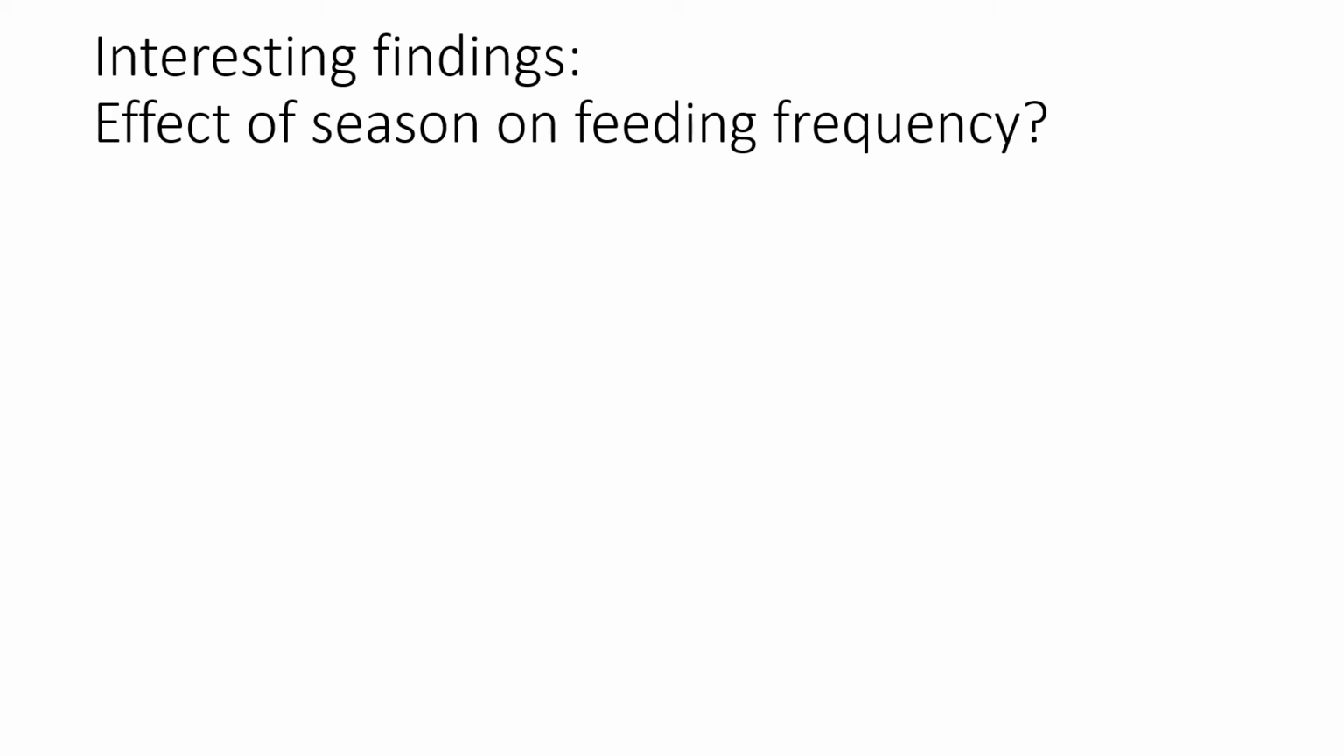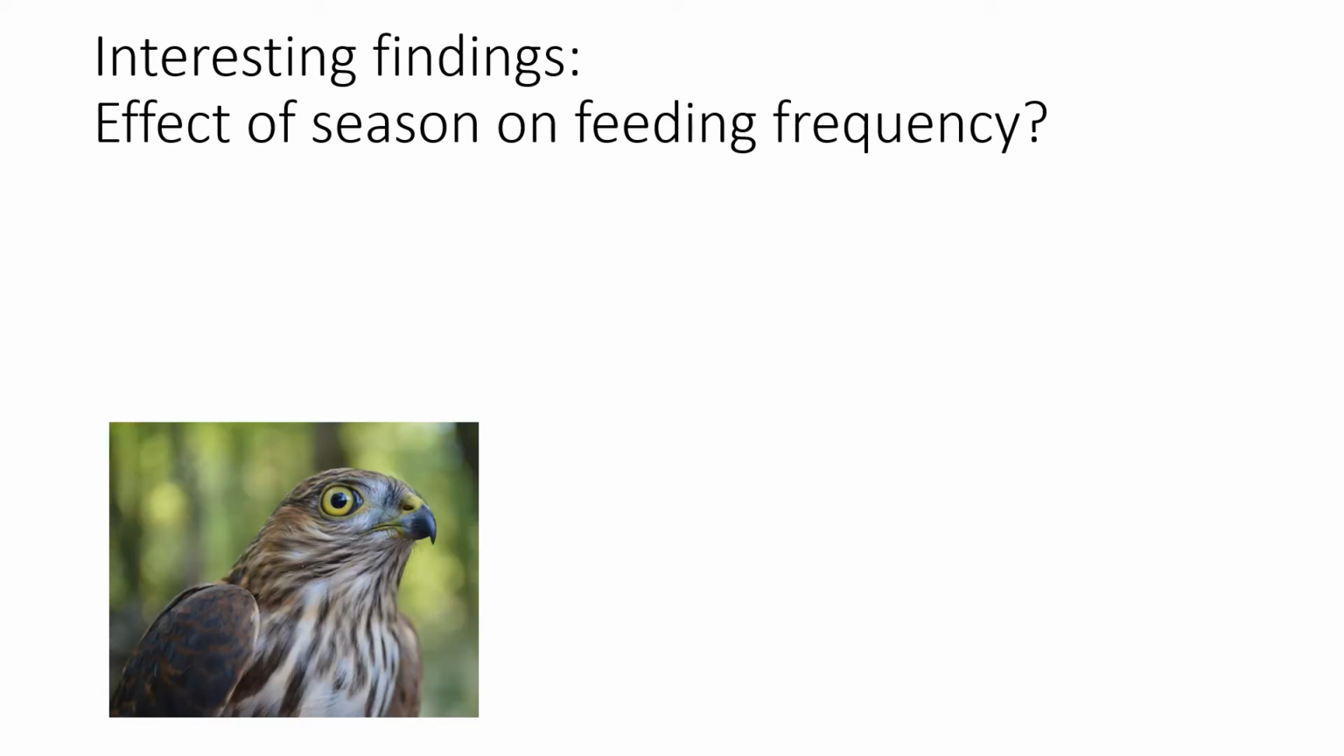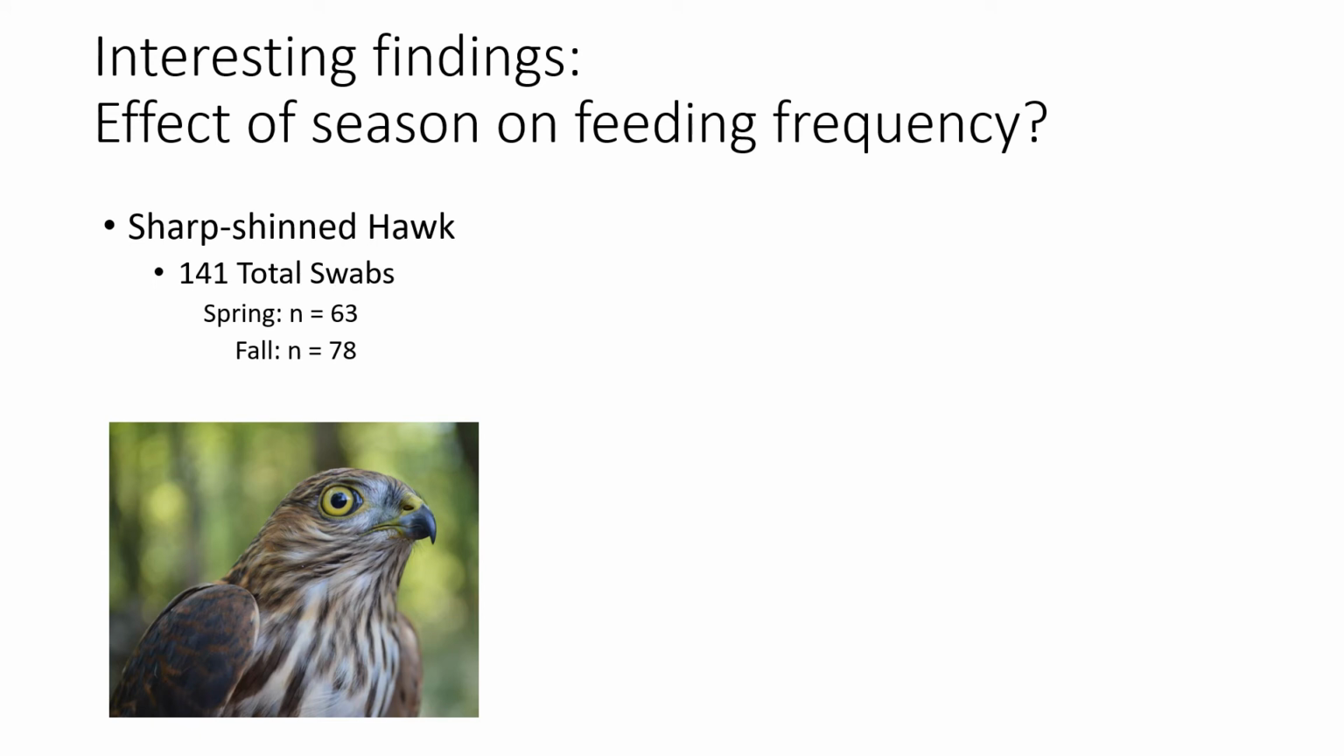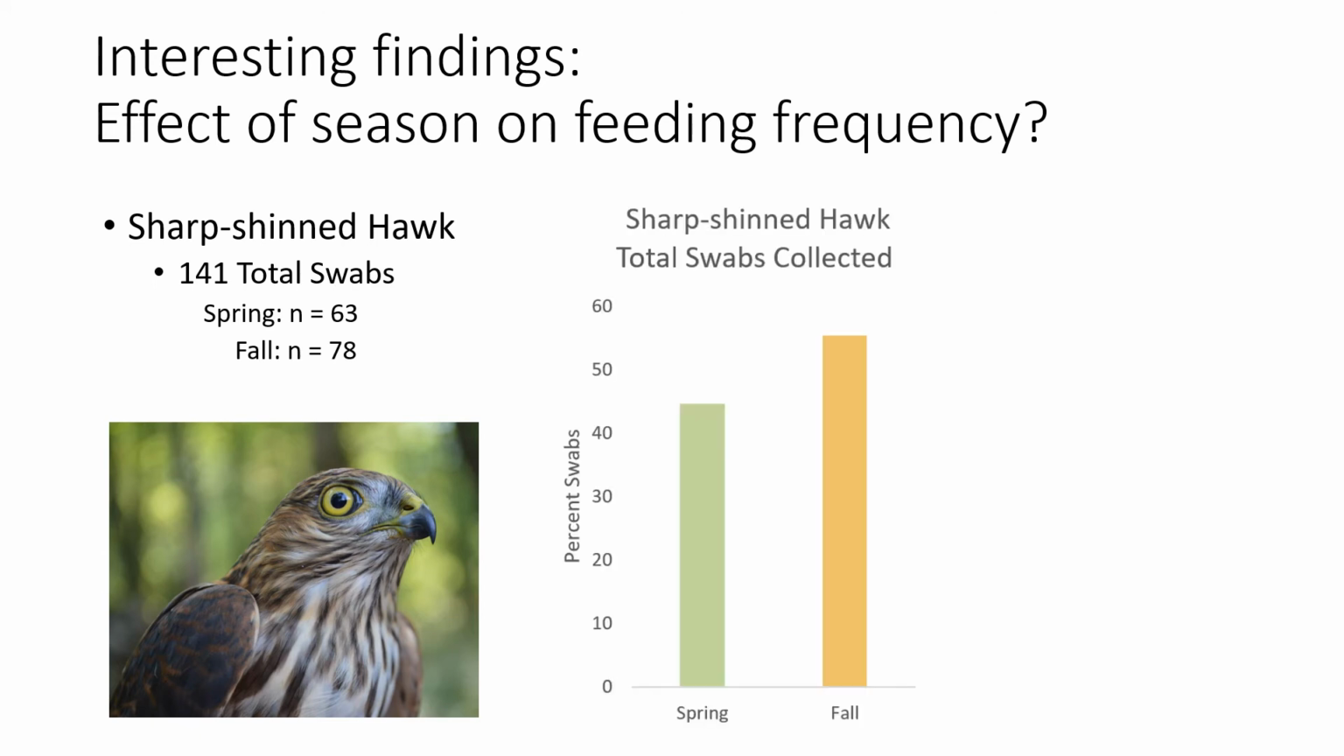The next interesting finding I want to discuss is a difference in prey detection between spring and fall samples and the effect I think season has on feeding frequency. So we're just going to look at sharp-shinned hawk data here because it's the only species I sampled in large numbers in the spring and the fall. So I collected 141 total swabs. About 45% of those swabs came from the spring and the other 55% came from the fall.